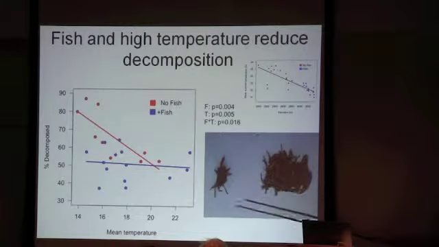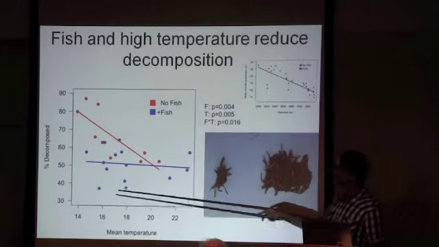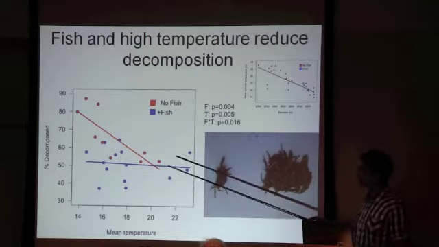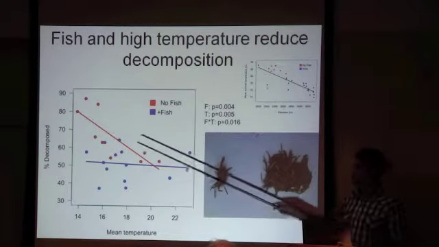We put packs of leaves like these in mesh bags in these lakes and came back and weighed them after a month. This is one that's decomposed a lot. This is one that's decomposed a little. You would expect decomposition to increase with temperature, and instead we found that decomposition was highest at the top of the mountain at low temperature, and mainly in lakes without fish.